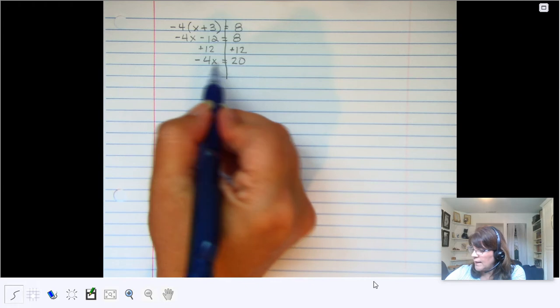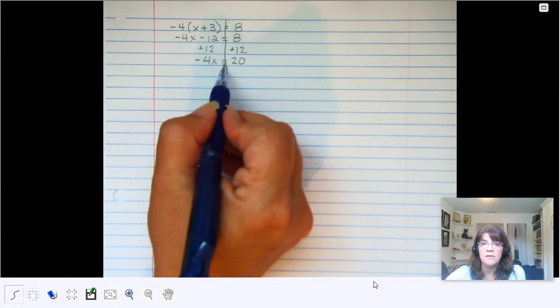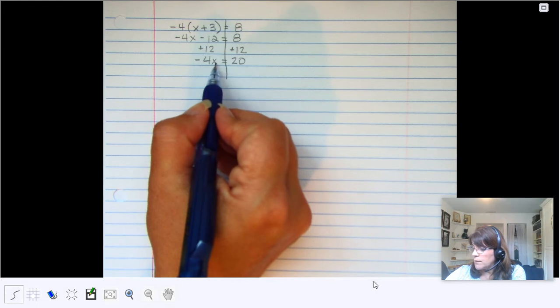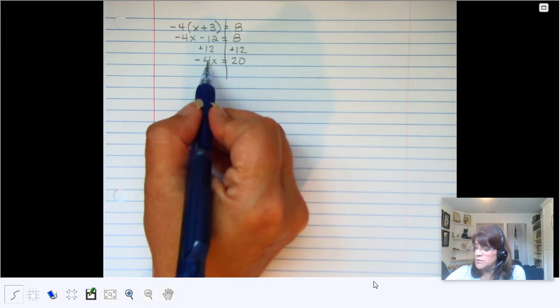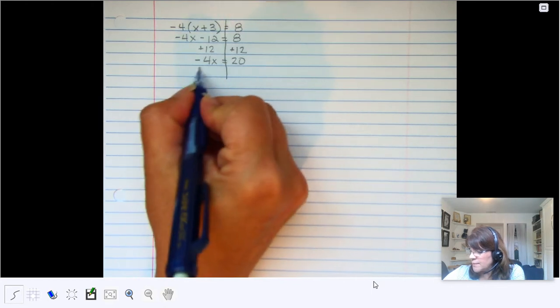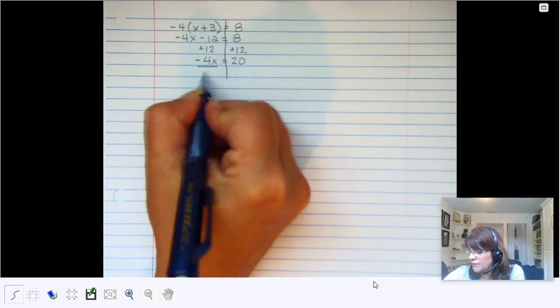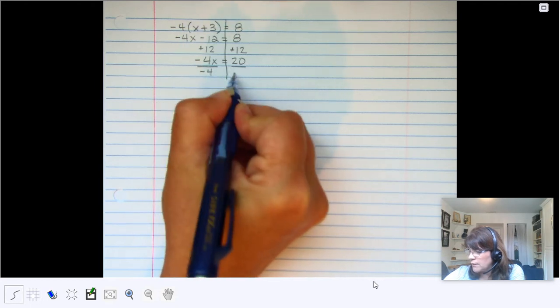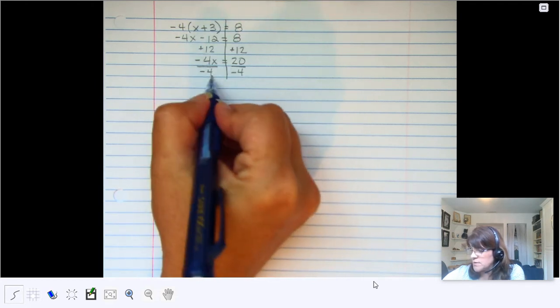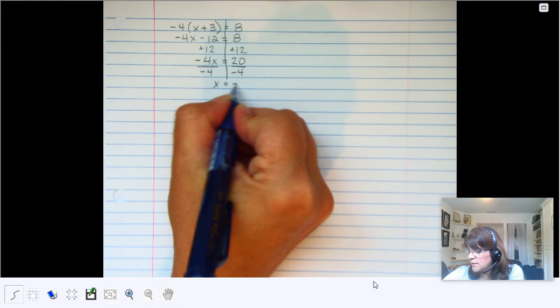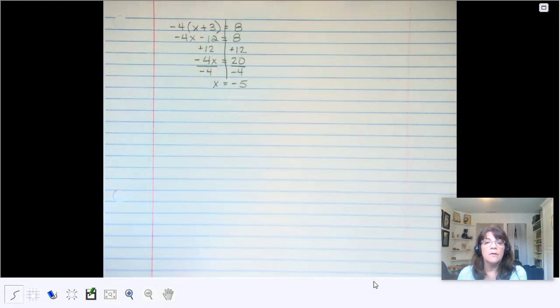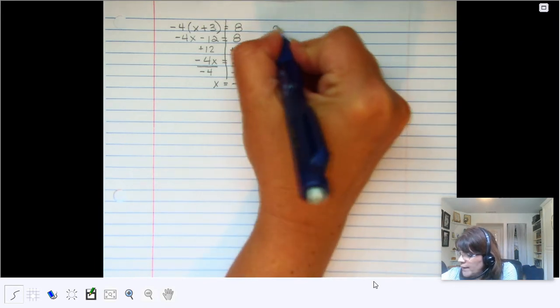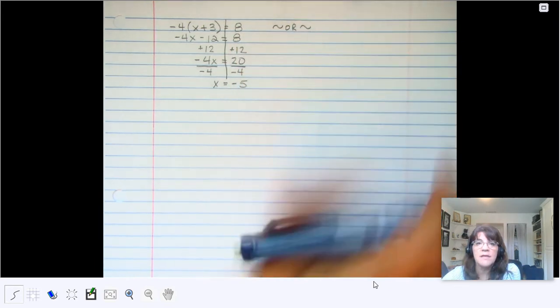Well, we still have a negative 4 coefficient hanging out with x, a variable. Coefficients don't need to be there. So we're going to isolate x. That means that instead of multiplying by negative 4, I need to divide by negative 4. Those cancel each other out. X is equal to 20 divided by negative 4, which is negative 5. Simple solution. I know the value. Very straightforward. Now, here's another way of doing the exact same problem.